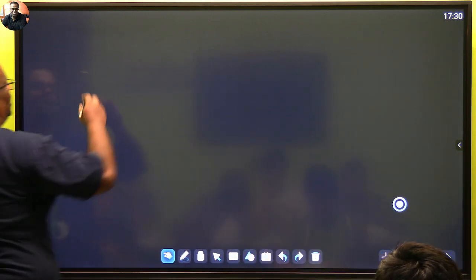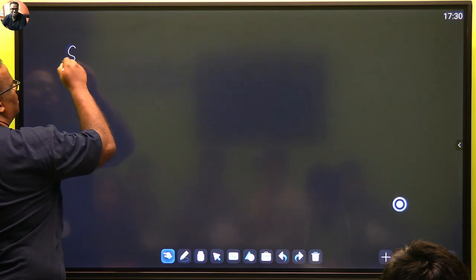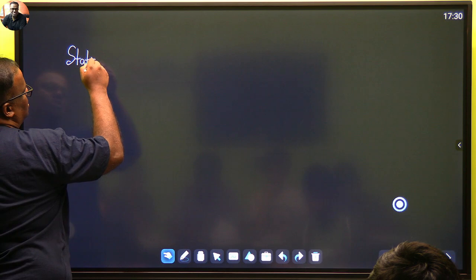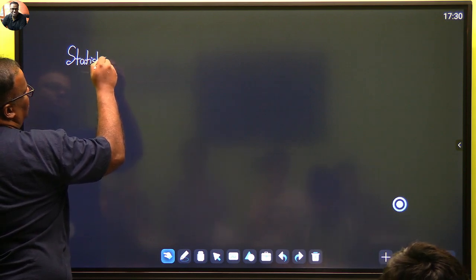Right. So our last chapter and class. This is actually the foundation for grade 10. But in both classes, these are very easy at CBSE level.